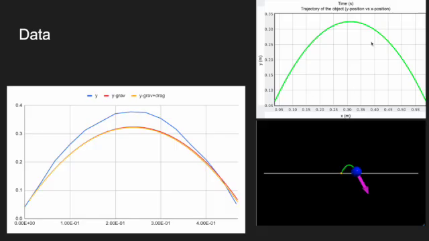As you can see here, this is computer model data, as well as a visual of the computer model. Here we see a big discrepancy between the gravity and gravity plus drag and our actual model. Again, this has a lot to do with human error and possible movement throughout the experiment.